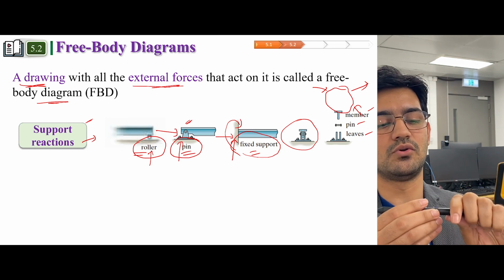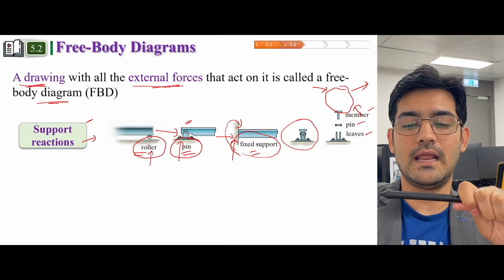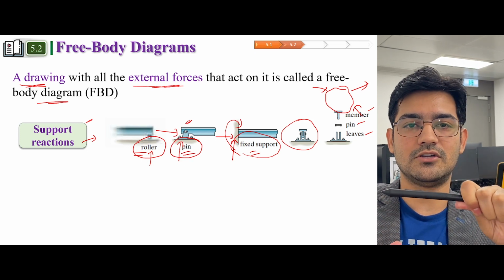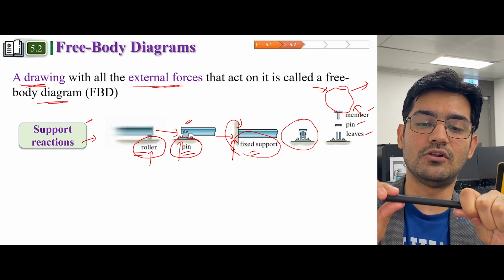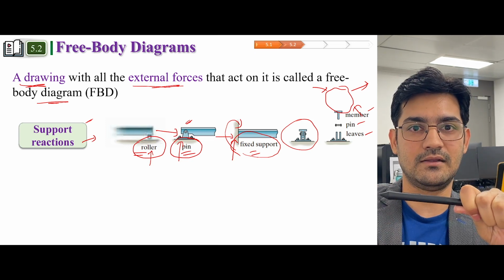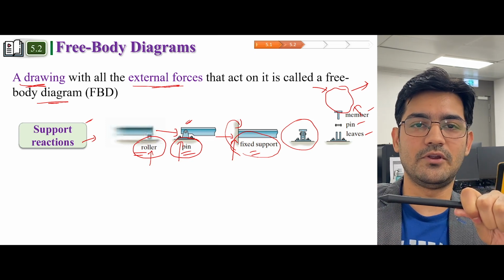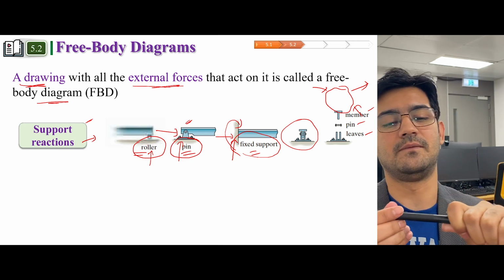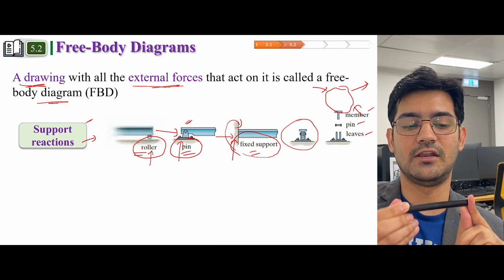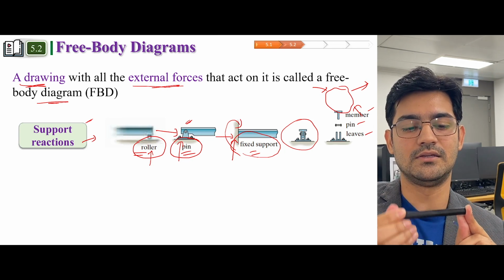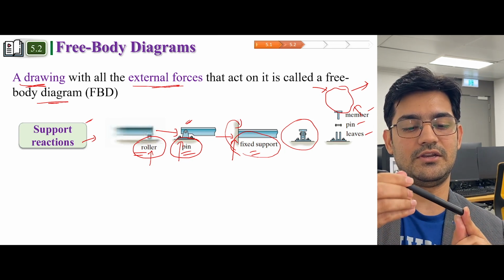Now imagine I just hold this pen firmly. I cannot move this pen in a horizontal direction, I cannot move it in a vertical direction, and I cannot rotate this pen. So this type of support would be called a fixed support. In the case of pin support, I cannot move horizontally or vertically, but I can rotate. So this is a pin reaction.